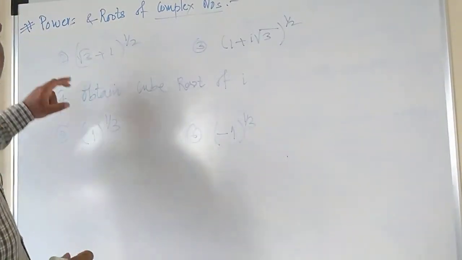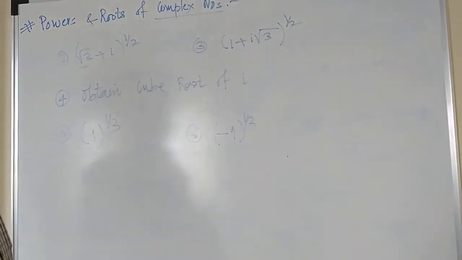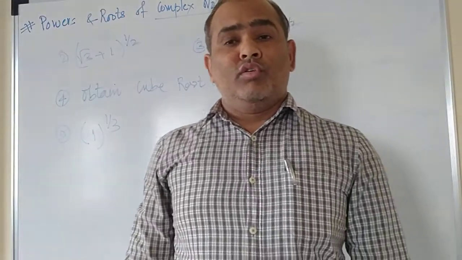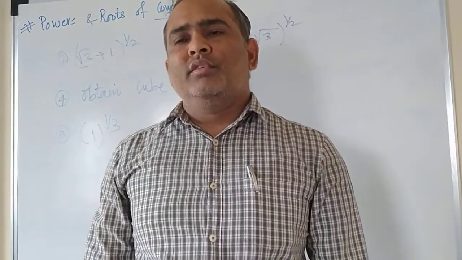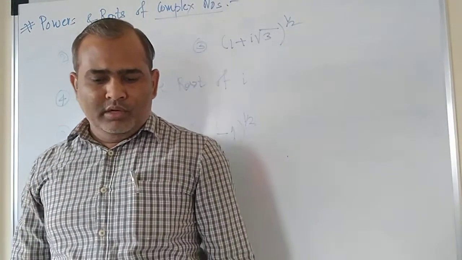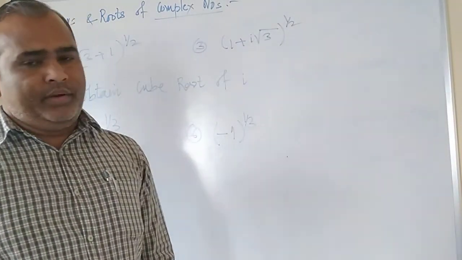So these are the second, third, fourth, fifth and sixth, that is 5 problems. These 5 problems are for your homework. Hope you have understood how to find the roots of the given complex number, and with this we'll stop this video. Next time we'll solve some more problems and we'll go for the next topic. Thank you.